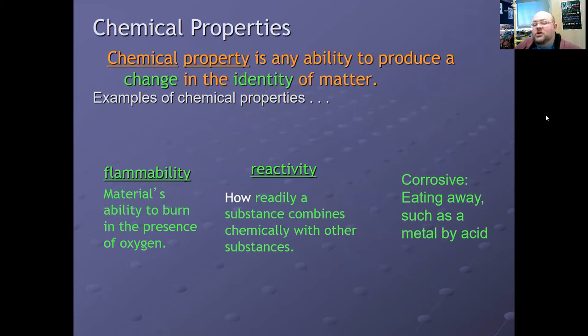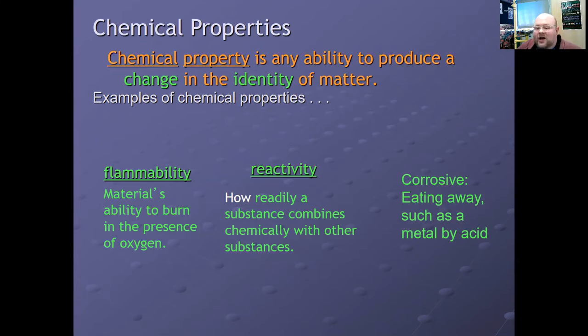Now let's shift gears and look at chemical properties and chemical changes. A chemical property is an ability to produce a change in the identity of the matter. So in this case, you do change the identity. Some examples would be flammability, reactivity. Flammability is an object's ability to burn in the presence of oxygen. If it can burn, and it does burn, that is a chemical property and a chemical change.